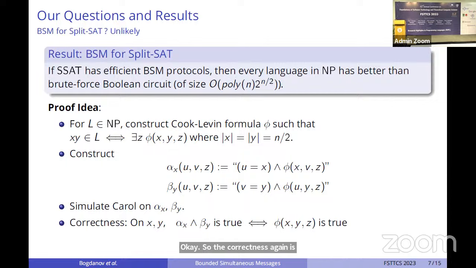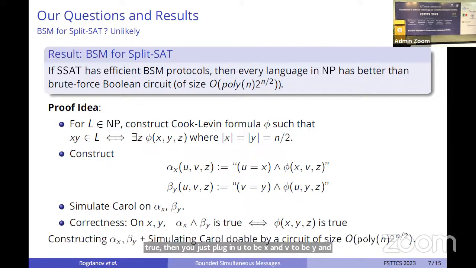So the correctness again is almost immediate. If alpha_x and beta_y is true, then since alpha_x is true, there is some v such that phi(x, v, z) is true, and beta_y being true would enforce that v to be y. It's just by the construction, and that's the forward direction. The reverse direction: if phi(x, y, z) is true, then you just plug in u to be x and v to be y, and that will satisfy both alpha_x and beta_y.